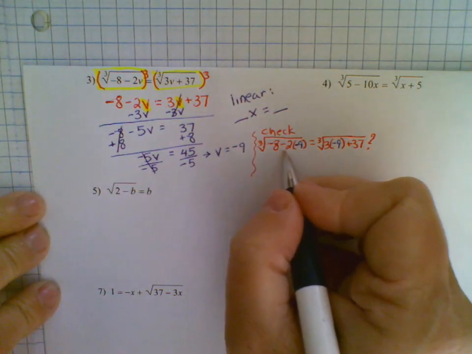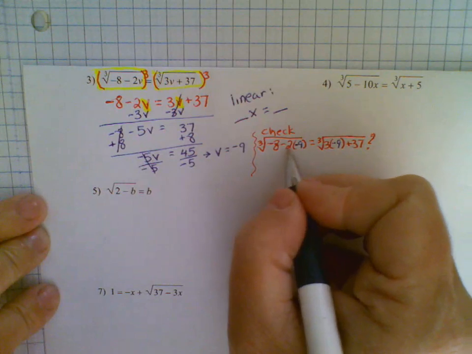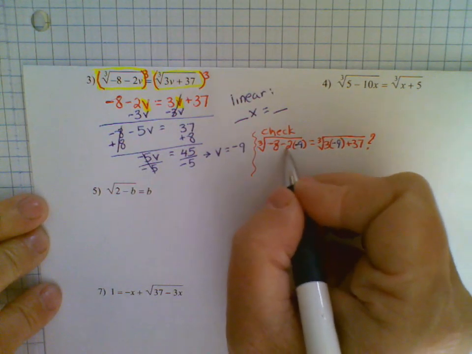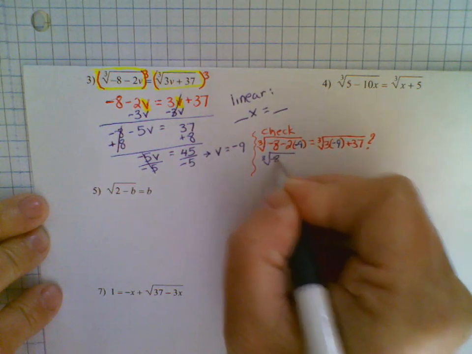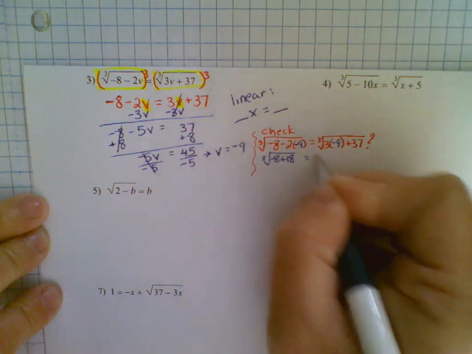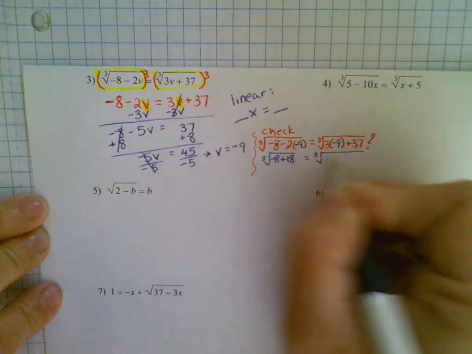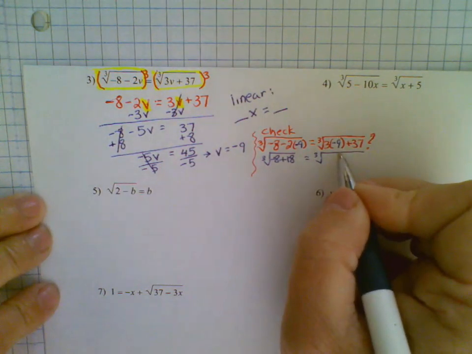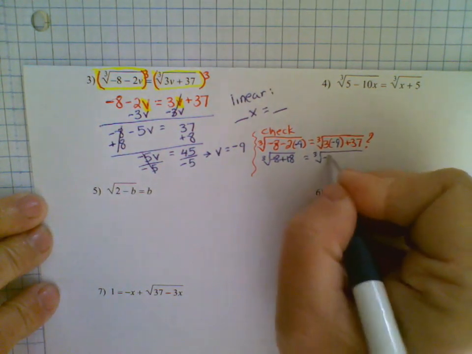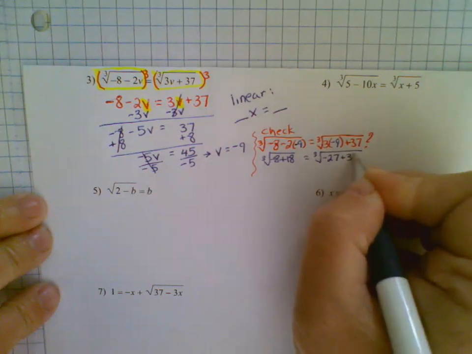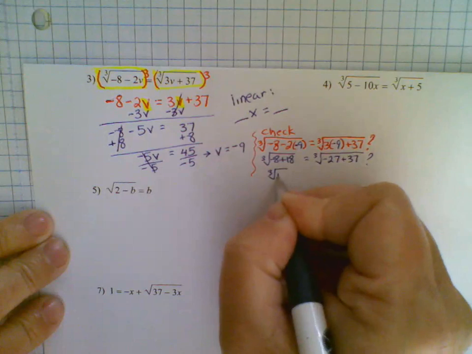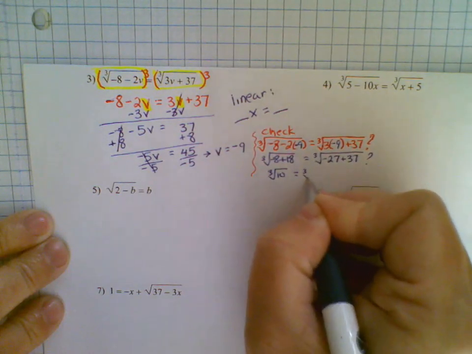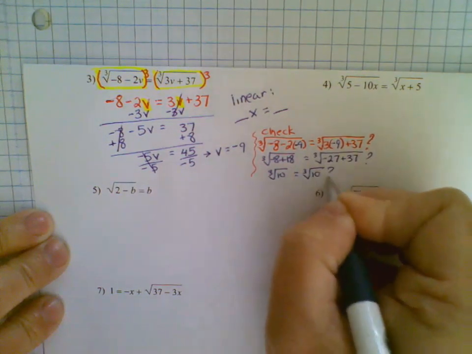So negative 8 and then negative 2 times negative 9. Negative 2 times negative 9 is positive 18. So this is cube root of negative 8 plus 18. And over here I have cube root of, let's see, 3 times negative 9 is negative 27 plus 37. So I want to know, is that true? Well, this works out to the cube root of 10 equals the cube root of 10.